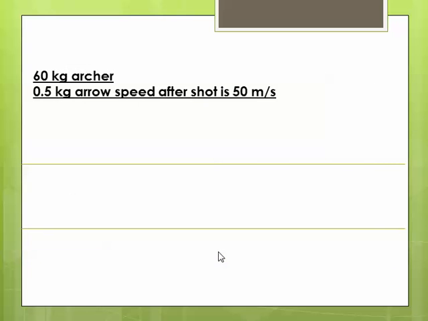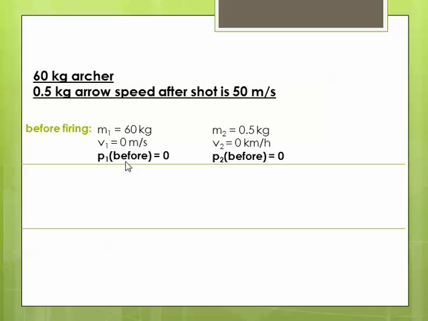So let's put in our numbers. We've got a 60 kilogram archer. Initially the archer is at rest, and we are looking for the velocity that the archer assumes after firing the shot. We also have got a 0.5 kilogram arrow. Initially the arrow is at rest. After shooting it is at 50 meters per second. So before firing, the archer is at rest, so the linear momentum of the archer is 0. Also the linear momentum of the arrow is 0, because before firing the arrow is at rest.